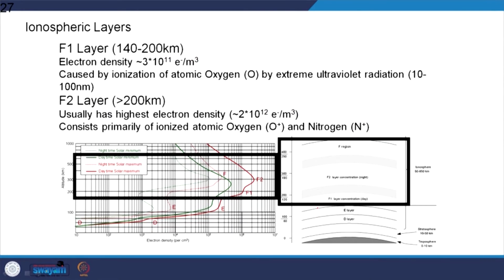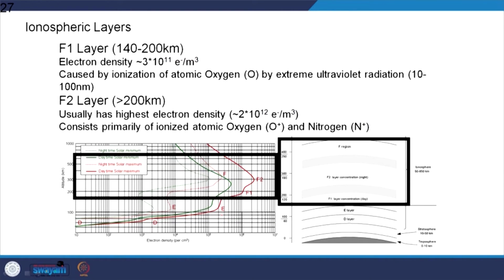right. Then above the E layer you have the composite F layer, which is a combination of the F1 and F2 layers. The F1 layer stretches between 140 to 200 kilometers. The F1 layer is very dense in nature in comparison to the D and E layers. Electron density is typically of the order of several 10 to the power of 11 electrons per unit volume, let us say per meter cube. This is mainly caused by the ionization of atomic oxygen by extreme ultraviolet radiation.